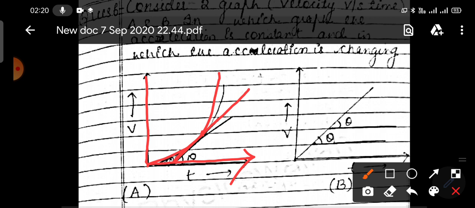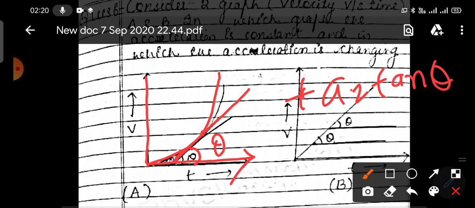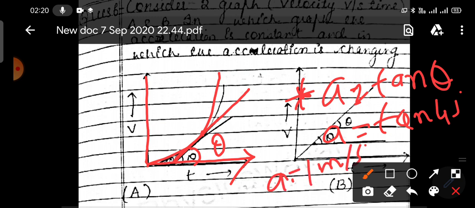This angle theta will give you the acceleration. You will write the formula: acceleration is equal to tan theta. So you have to find the value of theta and put it in. Suppose theta is 45 degrees, so acceleration is equal to tan 45. The value of tan 45 is 1, so acceleration is 1 meter per second square. In this way you can find the acceleration from this graph.